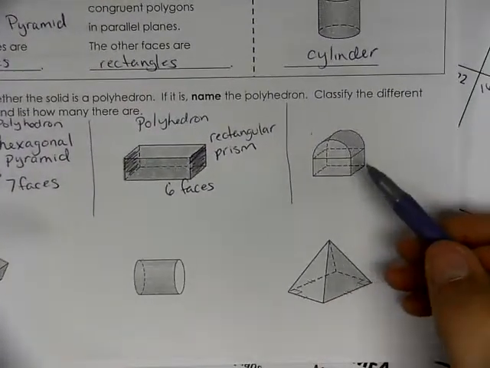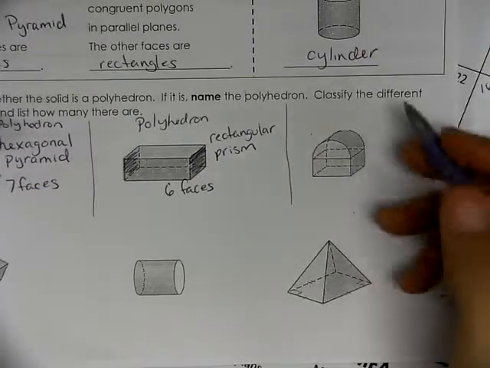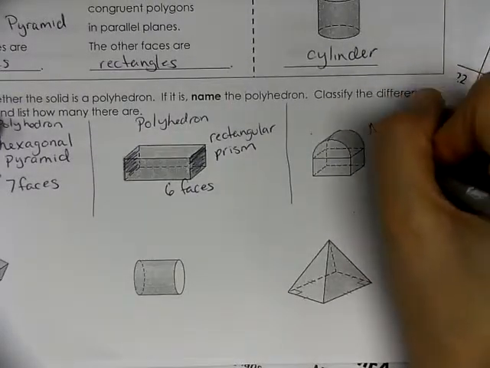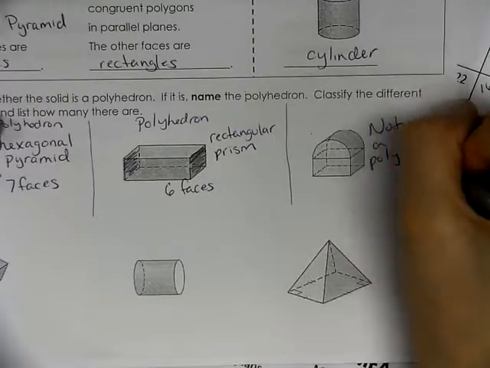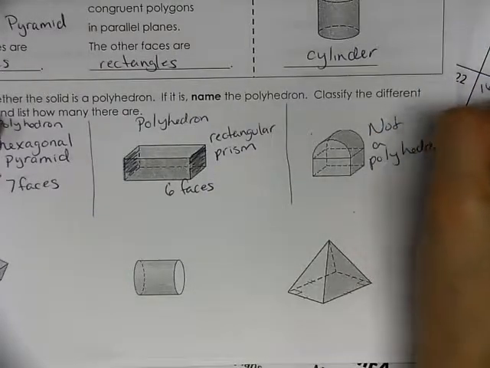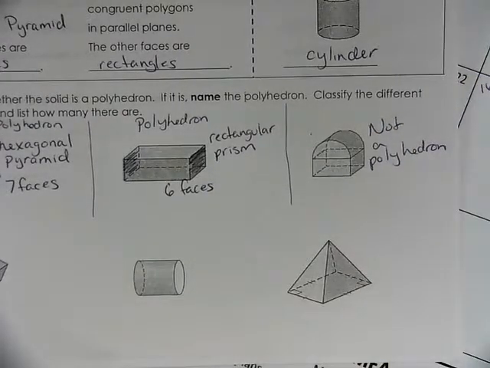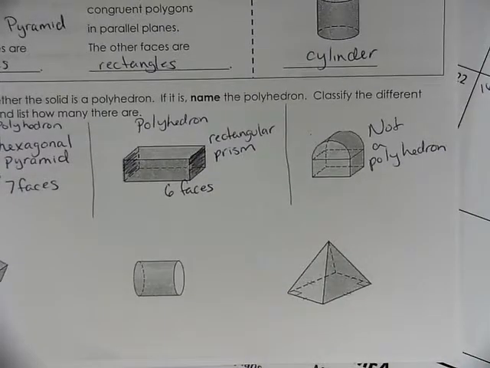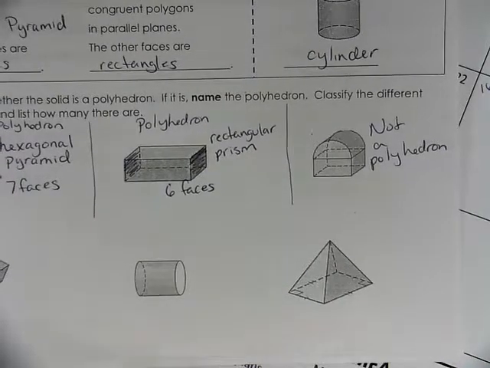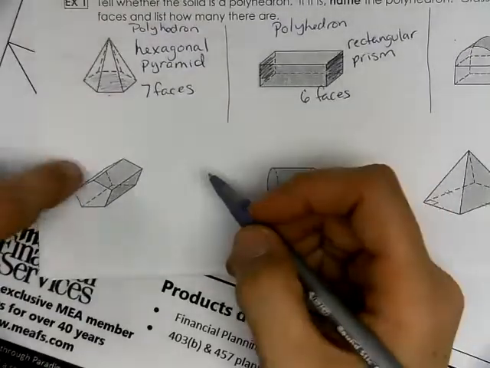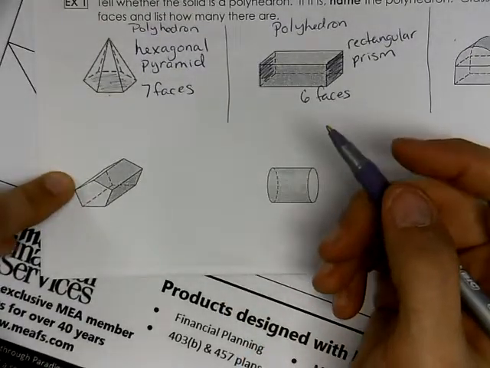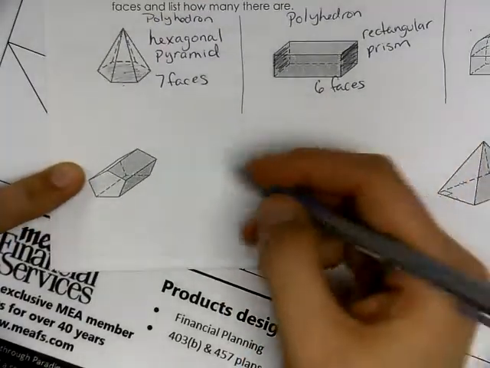Is this a polyhedron? Does it have all straight lines? No. This is actually 2 things put together. We'll get to that later. Is this one a polyhedron? Does it have all straight lines?